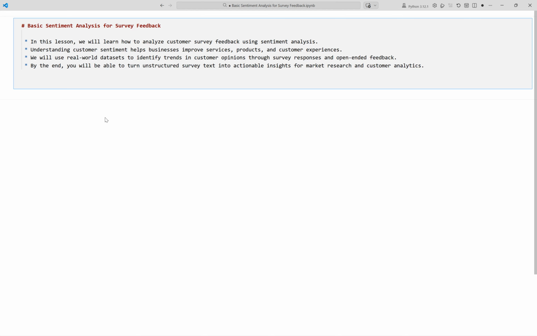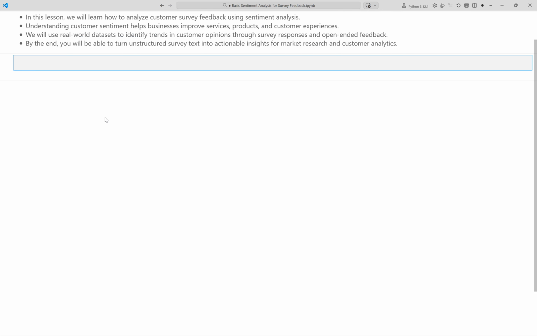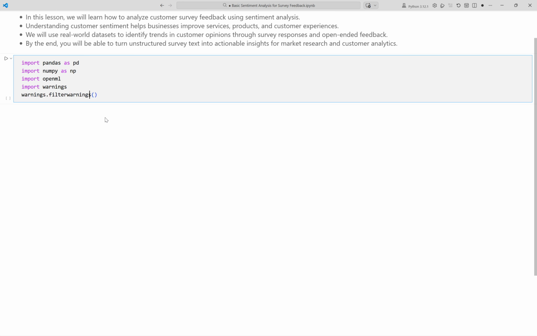Running the cell now. We import pandas for data analysis. We import numpy for numeric operations and random number generation. We import openml to download real-world datasets directly. We import warnings to manage warning messages. We ignore warnings to keep the notebook clean.